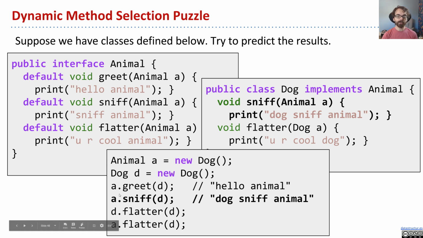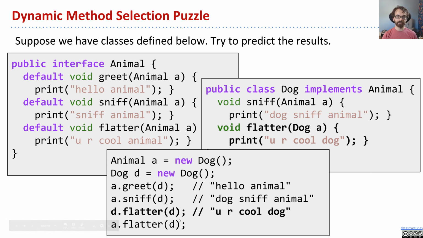All right, now let's try and get a Dog to flatter a Dog. What happens here? Well, Java says, hey Dog, do you have a method that can flatter Dogs? Well, yes, okay, in this case, d.flatter(d), it will call this method and we'll get "you are cool dog." And then finally we have a.flatter(d).